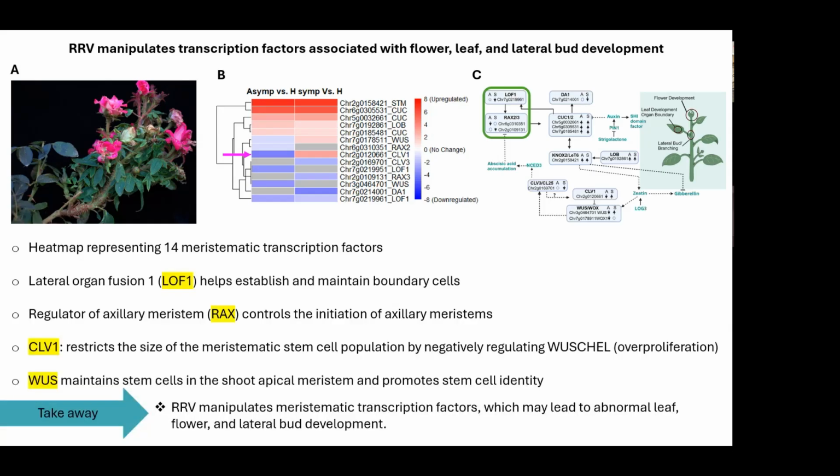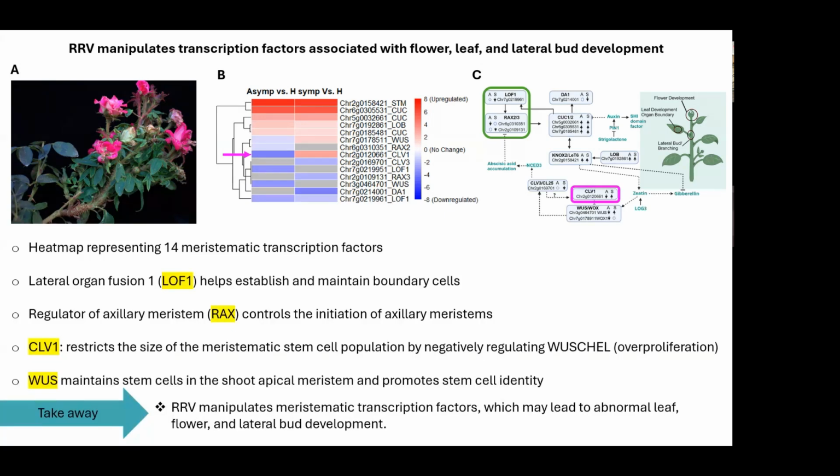So we started looking at, as you can see, LOF1 and LAX1. LOF1 is used to help establish and maintain the boundary cells. And then LAX1 is used to control the initiation of the axillary meristem. And you can see here it is downregulated or manipulated in the infected tissue, that is in both symptomatic and asymptomatic.